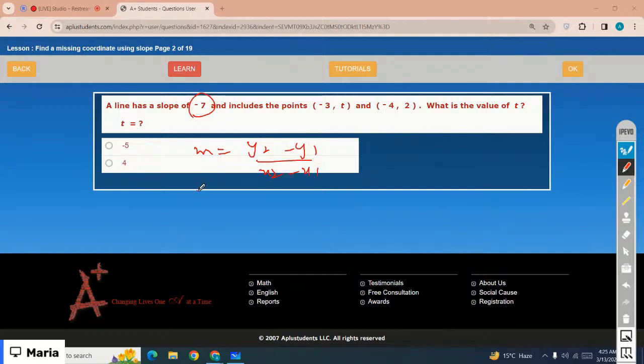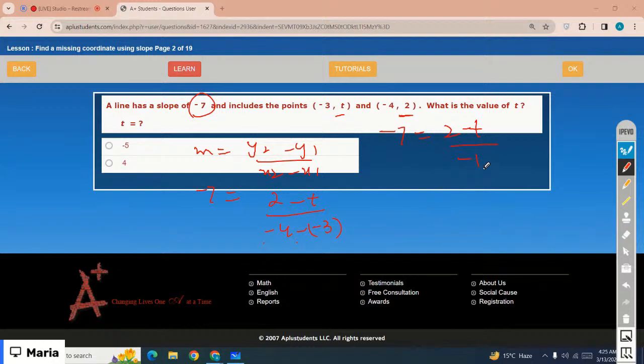Here is the slope, negative 7. y2 is 2. y2 minus y1, y1 is t. x2 is negative 4 minus x1 which is negative 3, right? So that is negative 7 equals 2 minus t over negative 4 minus, subtracting a negative number is the same as adding. Negative 4 plus 3 is negative 1.